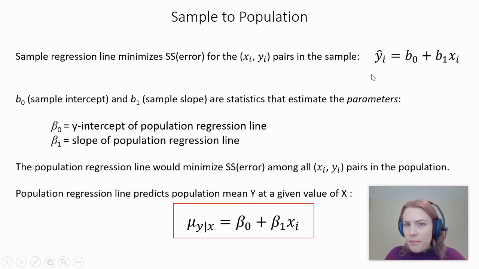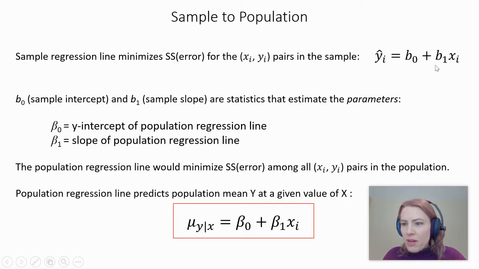All right, so we saw 2 videos ago that the sample regression line uses a sample slope, b1, and a sample y-intercept, b0, and in conjunction with a particular value of x, we can predict y. And that line was placed to minimize the sum of squares error for the bivariate data pairs in our sample.